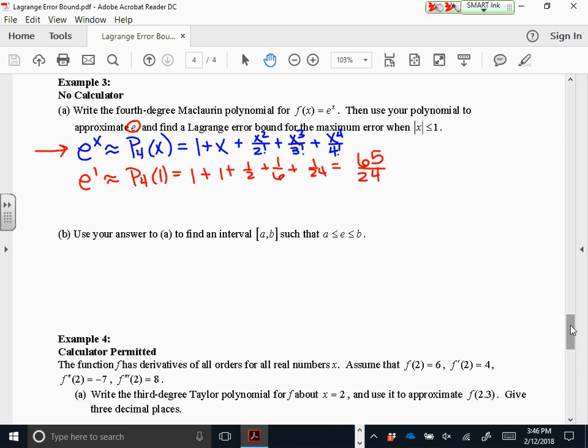Okay. So now let's talk about our error. Our remainder, so our error for this fourth degree polynomial is going to be the maximum that our fifth derivative would be over 5 factorial times, this is centered at 0 and we're plugging in 1. Okay, now let's think about our derivatives for e to the x. Our fifth derivative is going to be what? E to the x. All right, now, you don't have a calculator for this example.